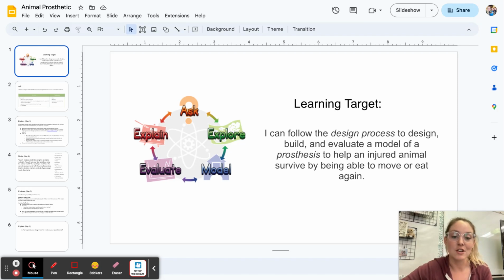So if you think back to the introduction story that we read at the very beginning of our organism's structure and function unit, you'll remember that there is an eagle who is missing his beak, a robin who is missing his wing, a turtle missing both front legs, and a dolphin missing his tail. So, in order to build a prosthetic, engineers have to learn all about the structure of that animal part and how it functions before attempting to build a replacement for that.